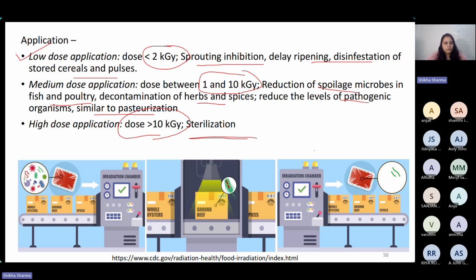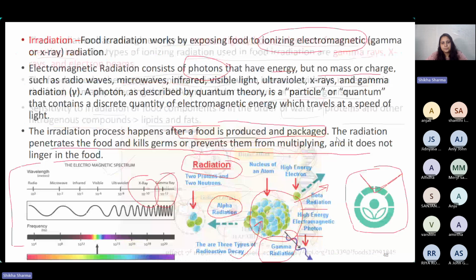So here we can see the pathogen going into the irradiation chamber, where it is killed, and finally we get the food product which has fewer or no microorganisms.